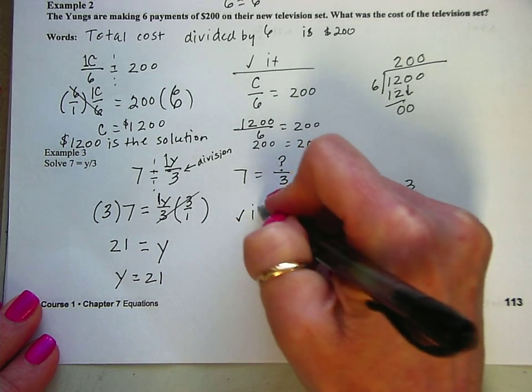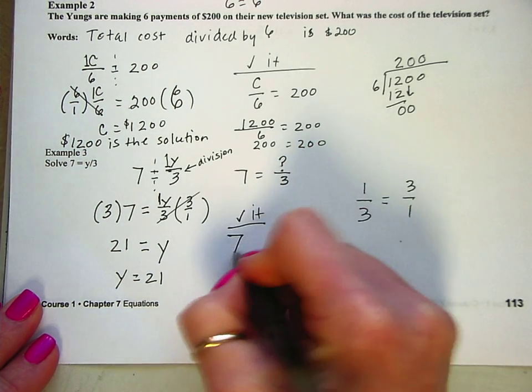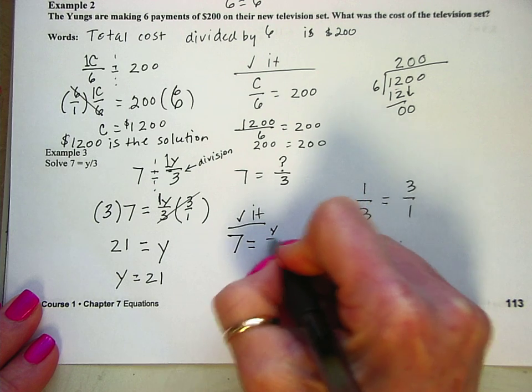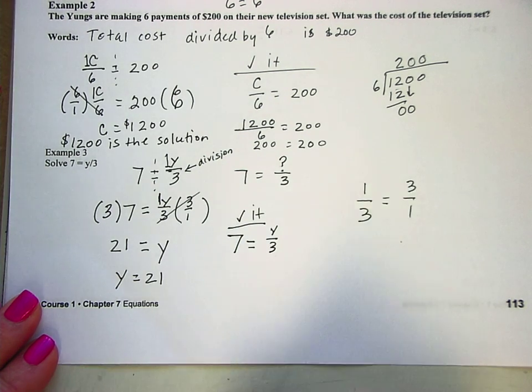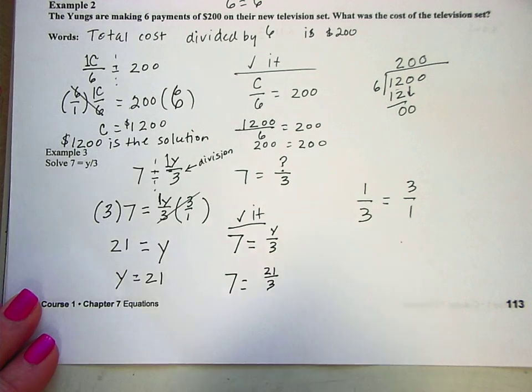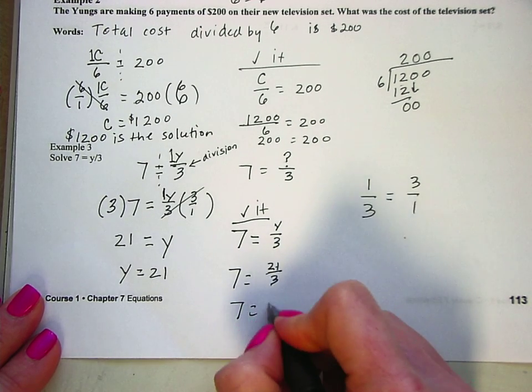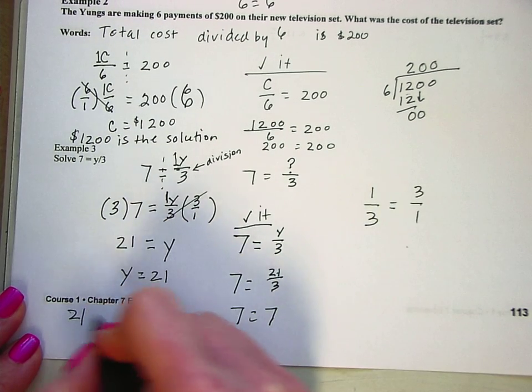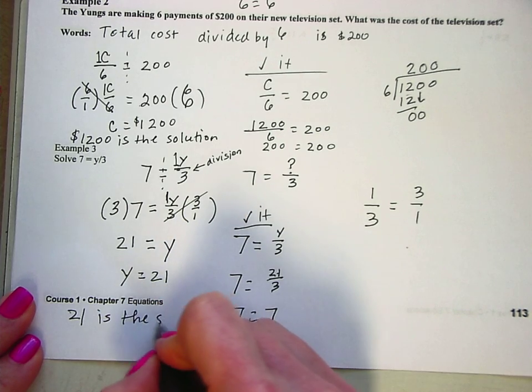So let's check it. Let's see if we got the right answer. So the original equation is 7 equals y divided by 3. 7 equals 21 divided by 3. 7 equals 21 divided by 3 is 7. 21 is the solution.